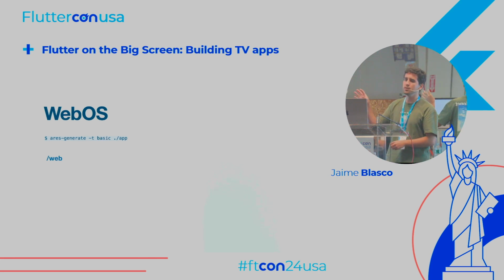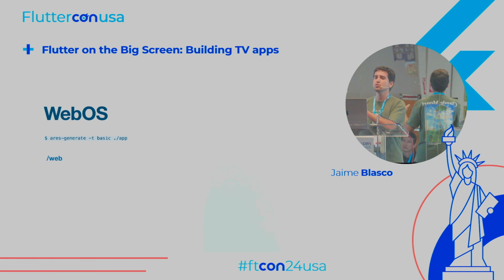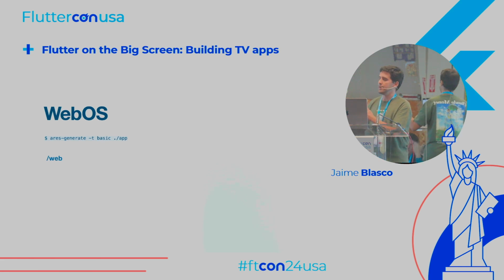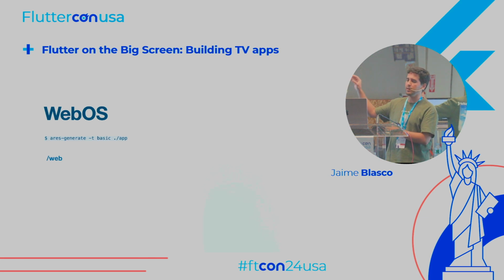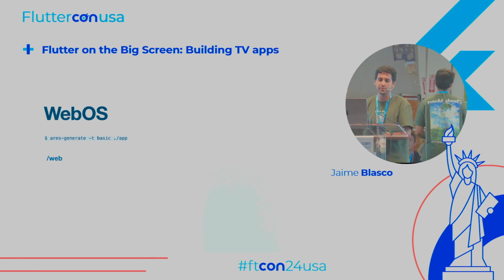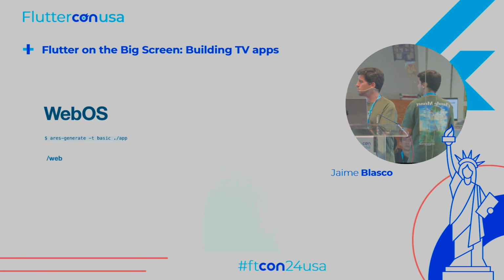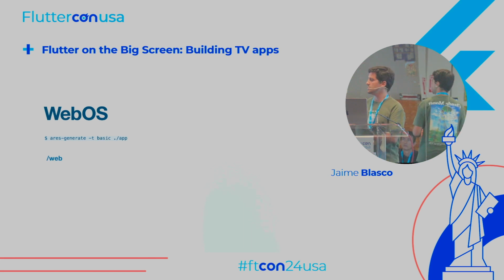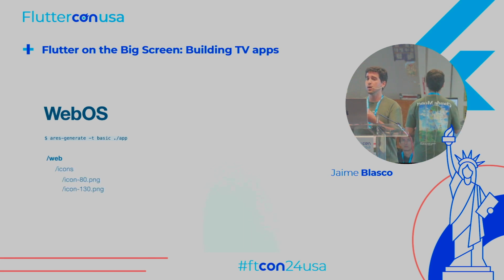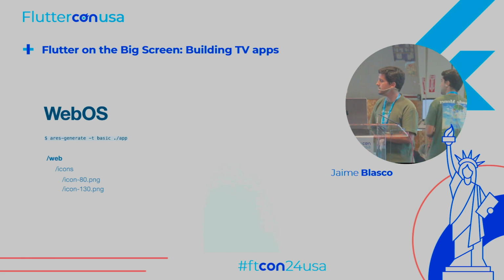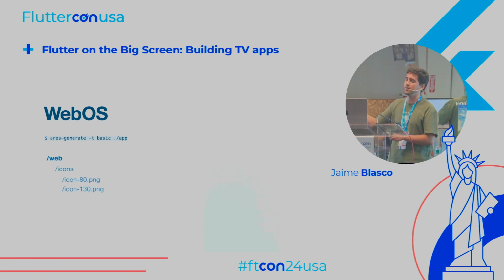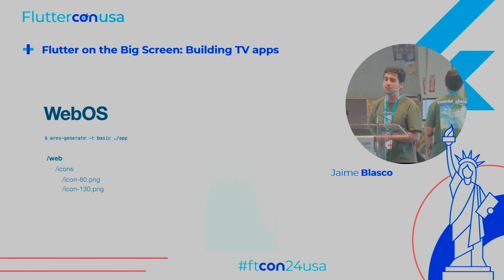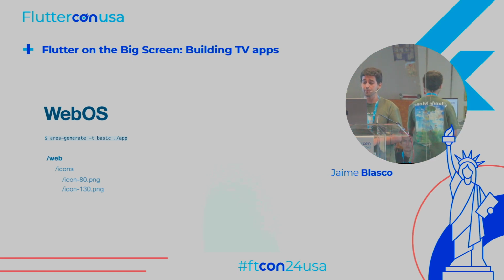We are going to use the WebOS tooling to create an app for WebOS that we will use as a template where we can copy some code that we need for our app. So we call ares-generate with template basic, and then a path where we want to create this app. And then in our project, in our web folder, we are going to do these modifications. First, we need to add icons that are required to display on the LG WebOS TVs. So we need to add an icon that is 80 by 80 pixels, and then one that is 130.